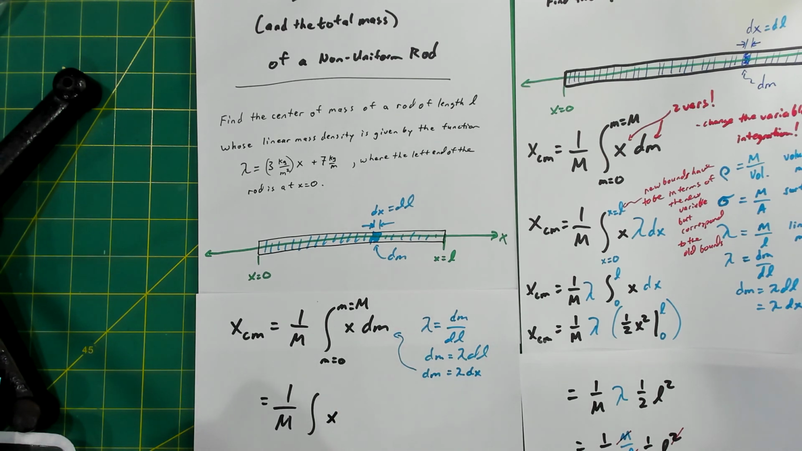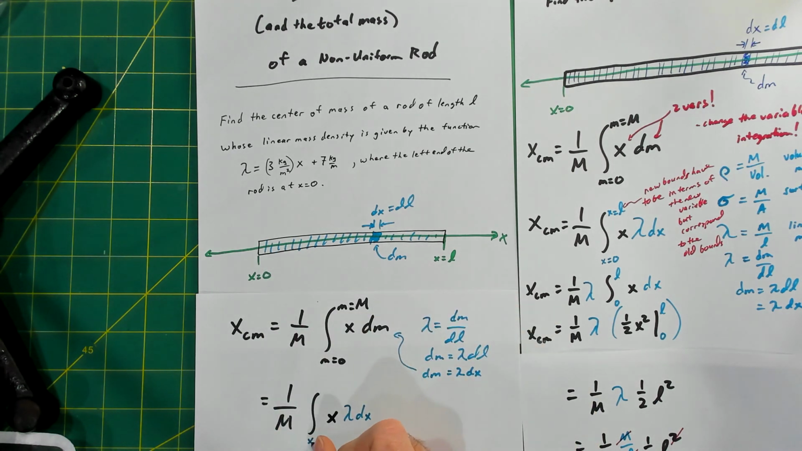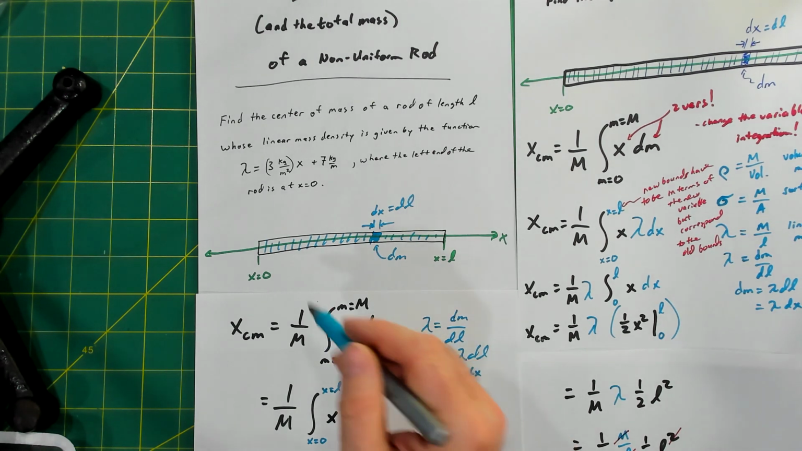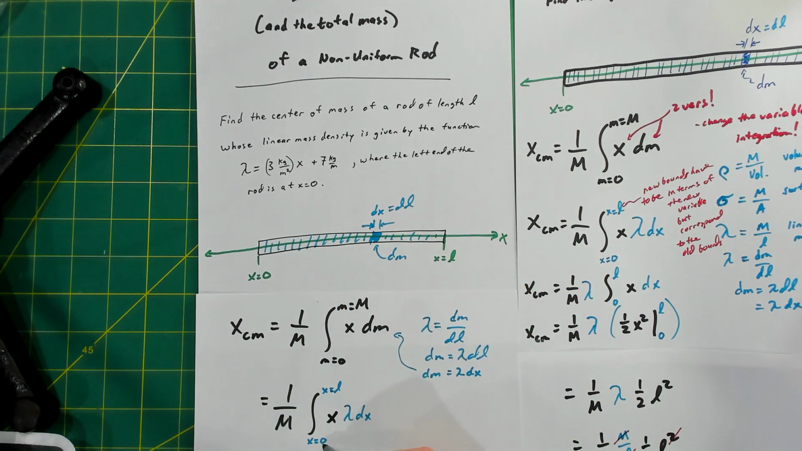So again, I'm substituting in lambda dx. And my bounds, again, are going to go from x is 0 to x is L. Again, I'm changing the bounds of the integral so that my bounds match my new variable of integration, x instead of m, but they still correspond to the old bounds. I'm still going from here to here, adding up all the mass in the whole thing. I'm just going from x is 0 to x is L to do that.